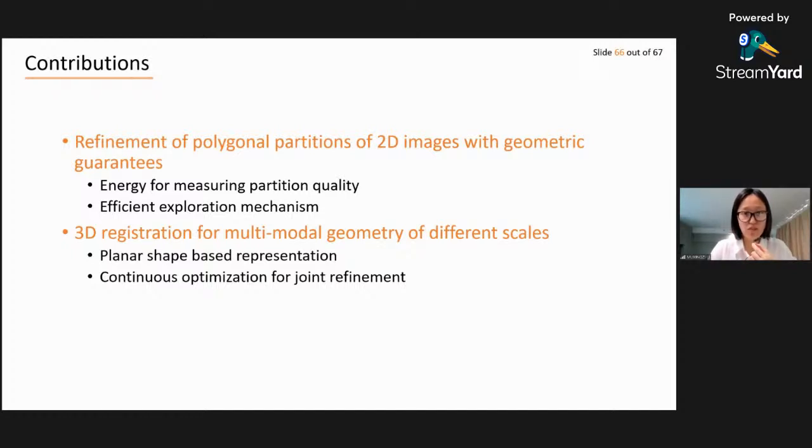I designed an energy for measuring the quality of each partition configuration and introduced an efficient exploration mechanism. The other is a 3D registration method for multimodal geometric data of different scales. I proposed a planar shape-based representation that is robust to noise, and it adapts well to memory structures. Also, I formulated a continuous optimization problem for joint refinement of rotation, translation, and scaling. The applicative potential of these algorithms is demonstrated by a pipeline for floor modeling.